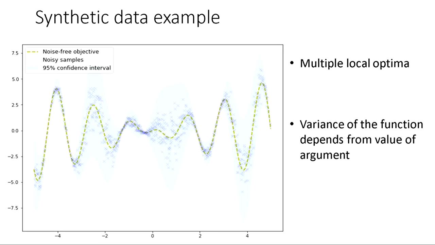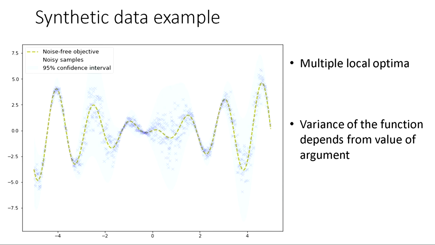And I want to show you a simple example on synthetic data. Here we see an example of how your loss surface might look. On the x-axis you see something like hyperparameter values, and on the y-axis you see the classifier performance. And this is a deterministic function with known mean and known variance at each point of the space, and you see that the variance is different in different regions of the space.